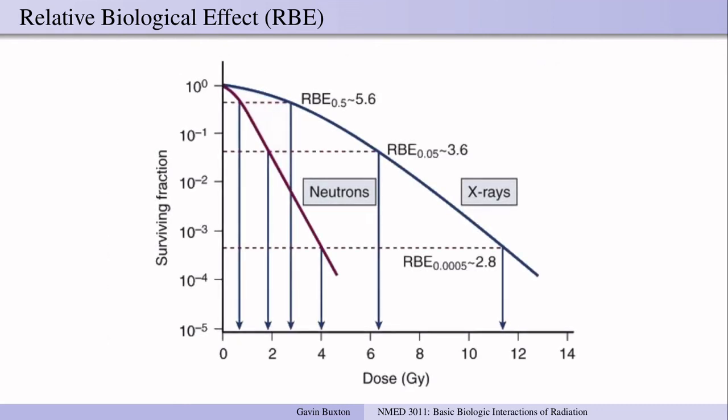The upshot is that because the survival curves have different shapes, the relative biological effectiveness, the RBE, of a given radiation source does not have a unique value, but can vary with dose, often getting larger as the size of the dose is reduced.